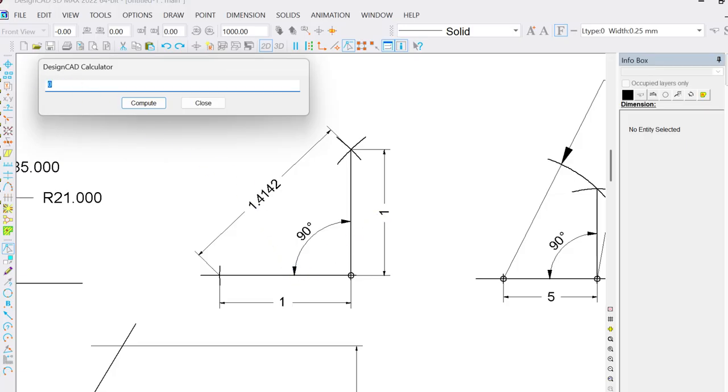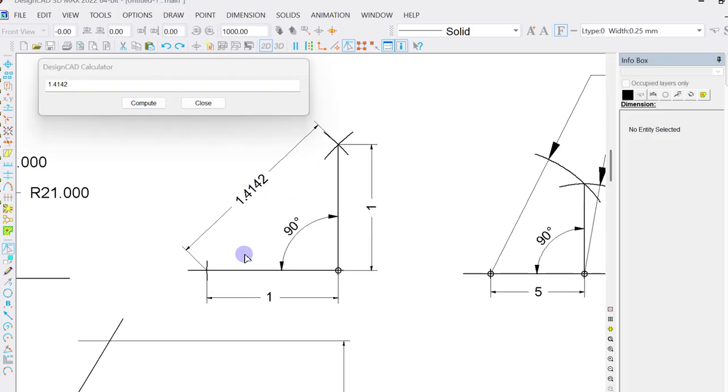So square root of 2, parenthesis, and in this case it's times 1, which is just the square root of 2, 1.4142. That's a very common one, it's kind of like pi. So then let's do that.